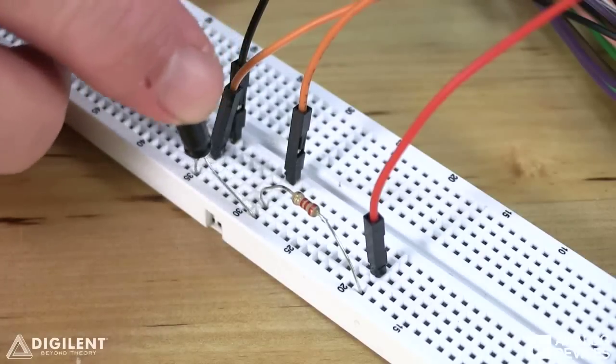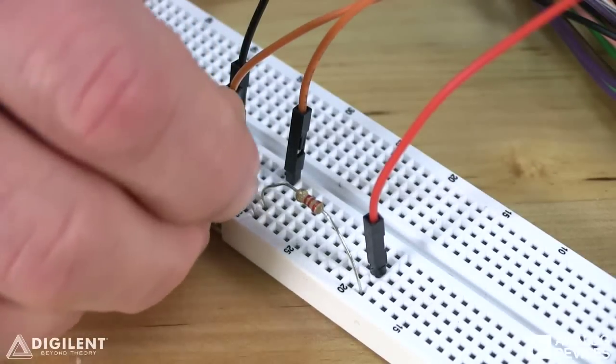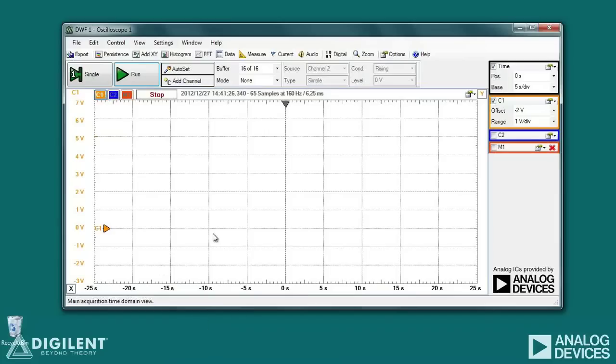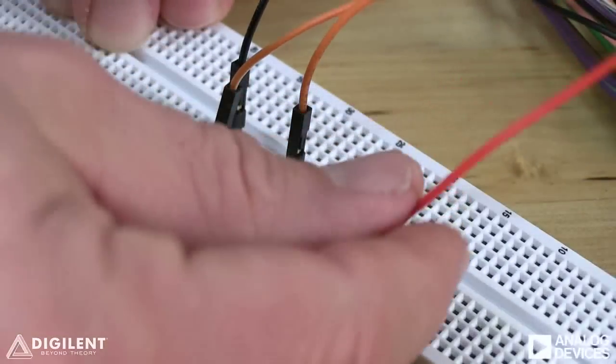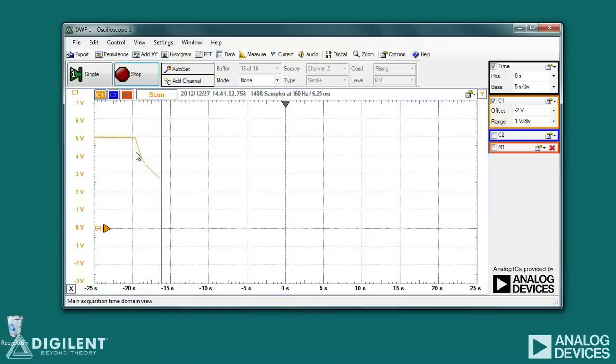Now let's repeat our test with the capacitor terminals reversed. The cathode is now connected to the resistor, and the anode is connected to ground. Clicking run on the scope, we start out at a 5-volt voltage across the capacitor. Disconnecting the power supply causes the capacitor voltage to decay. With the terminals reversed, this decay rate is much more rapid than when the capacitor was connected correctly.